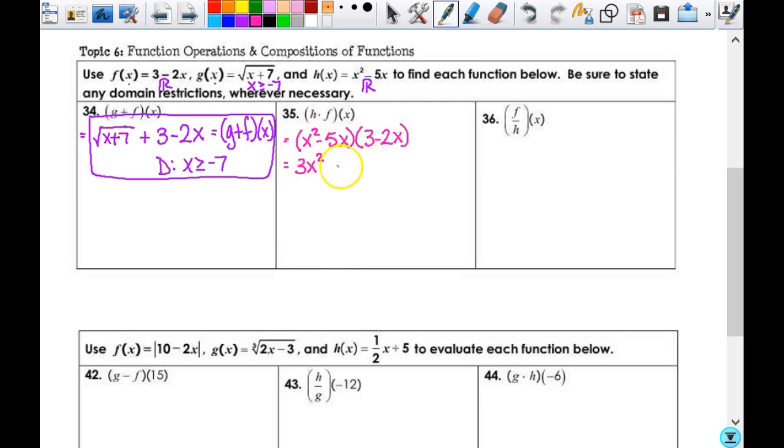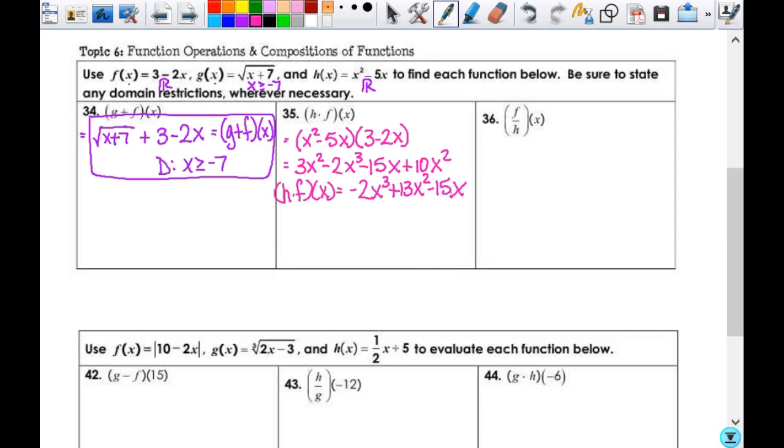The outside 2 would give me negative 2x cubed. The inside 2 would give me negative 15x. And then the last 2 will give me positive 10x squared. So then I need to combine my like terms and rearrange this in order. So h times f of x is equal to negative 2x cubed plus 13x squared minus 15x.